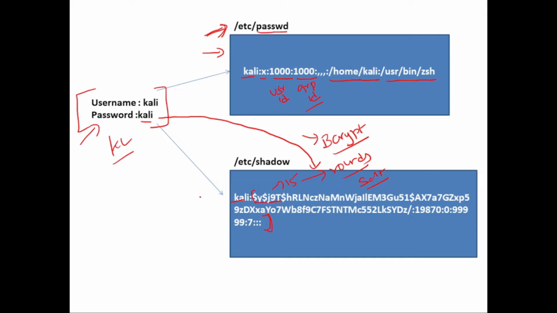What we find here is that whenever you add a user, you will have the data of the user in two files. One is the password file, another one is the shadow file. In the password file, you're going to have the user's ID, username, the placeholder for the password, the group ID, the default home directory, and then the default shell. In the shadow file, you're going to have the hashed password.